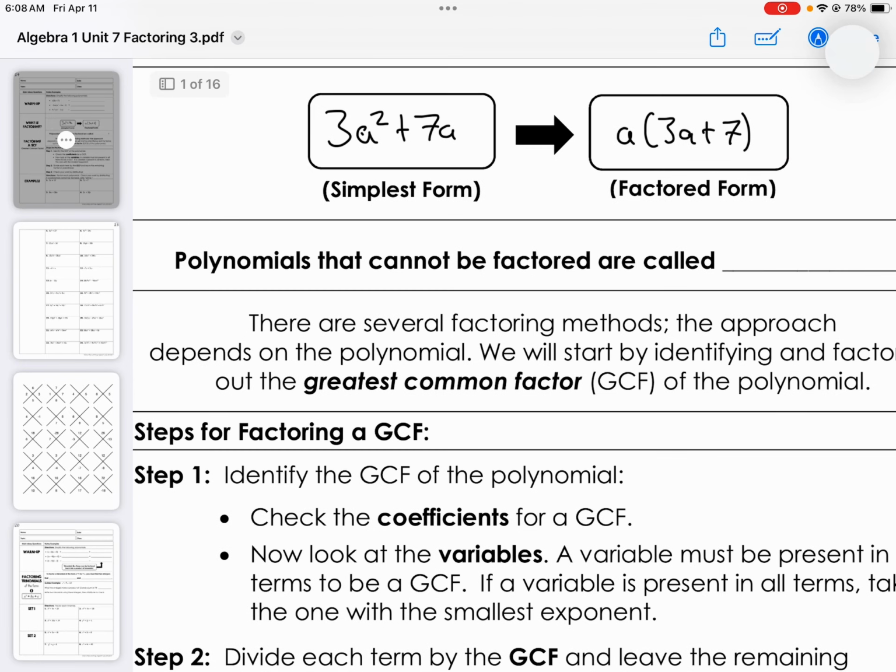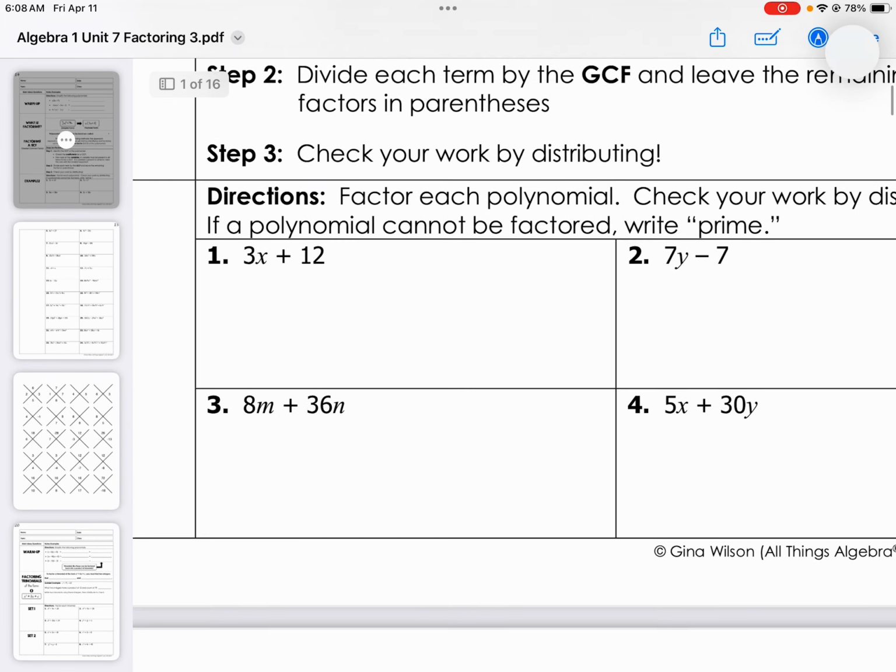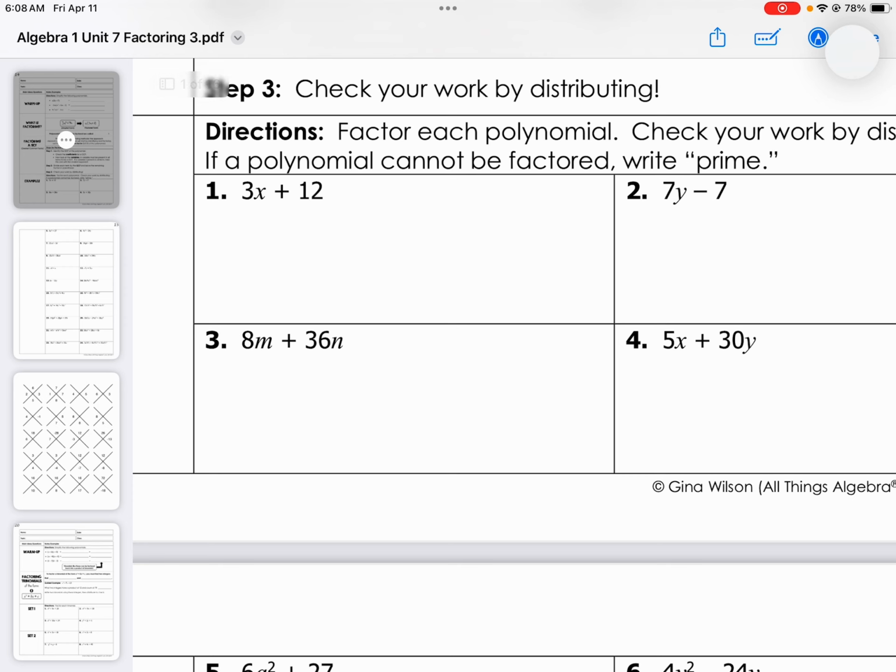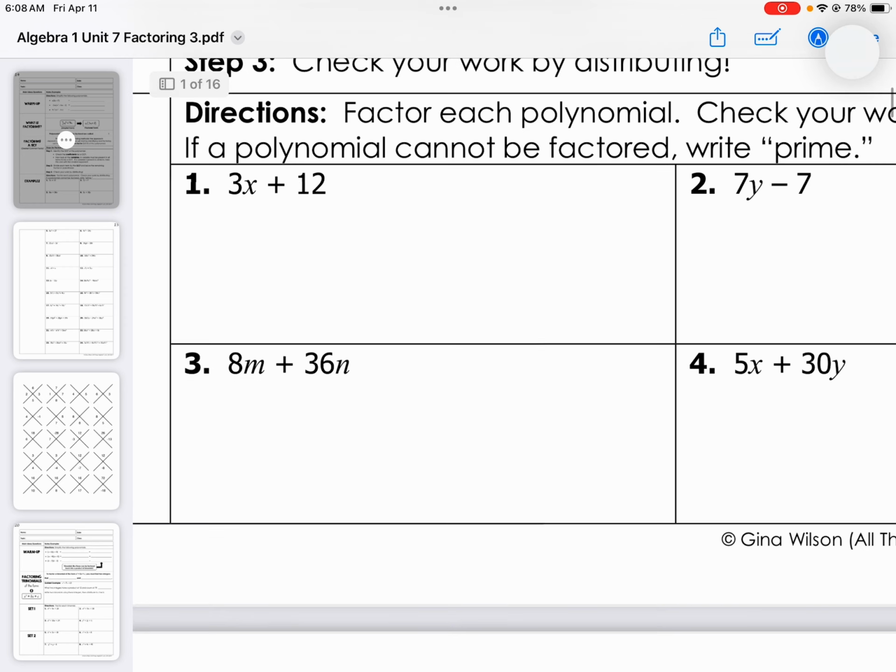So that's all we really need to look at for the top. I'm going to go down to these example problems on the bottom and kind of show you some examples of how we're going to be going through these. So as always, I will be working through some of the problems on the left. You guys will be working on the problems on the right on your own. So for number 1, we have 3x plus 12.